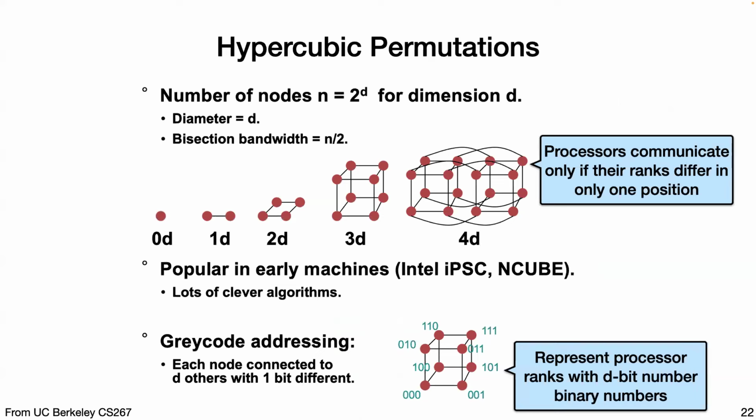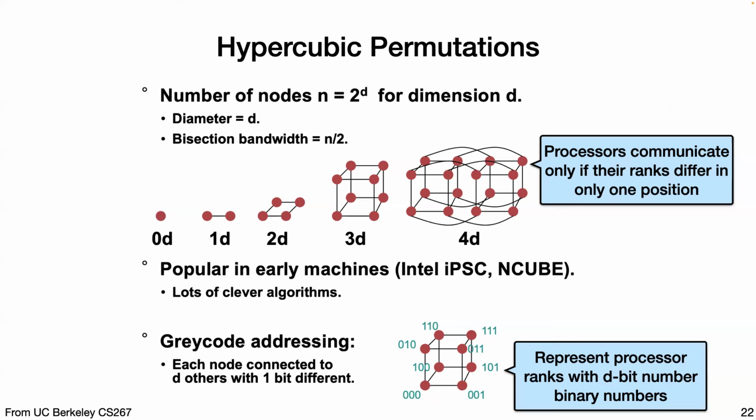One really popular type of network came around at the beginning of distributed computing, because a lot of algorithms are easily mapped into it, called the hypercube. In hypercubes, if you have n nodes, which is 2 to the d for some dimension d, the diameter is d, the bisection bandwidth is n over 2, and the way they're connected is you index every node with some d-bit string, and nodes are connected to other nodes only if they differ in exactly one bit. So every node is connected to d other nodes, because there are only d other things that differ in one position.